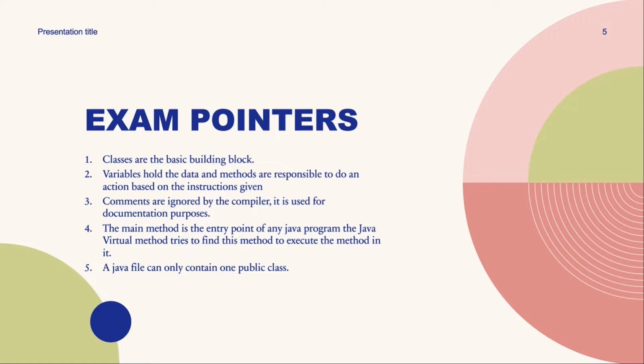Classes are the basic building block. Variables hold the data, and methods are responsible for doing an action based on the instruction given, as we saw in the code. They are the class members. Comments are ignored by the compiler. They are used for documentation purposes. The main method is the entry point of any Java program. The Java virtual machine tries to find this method to execute the code in it.